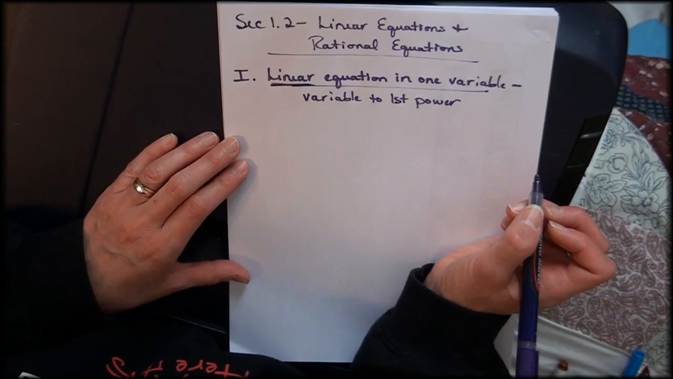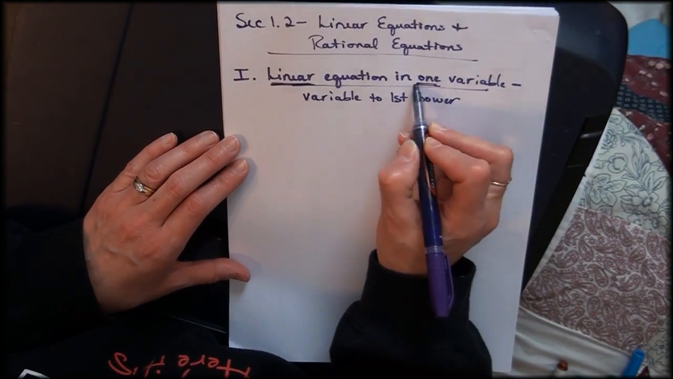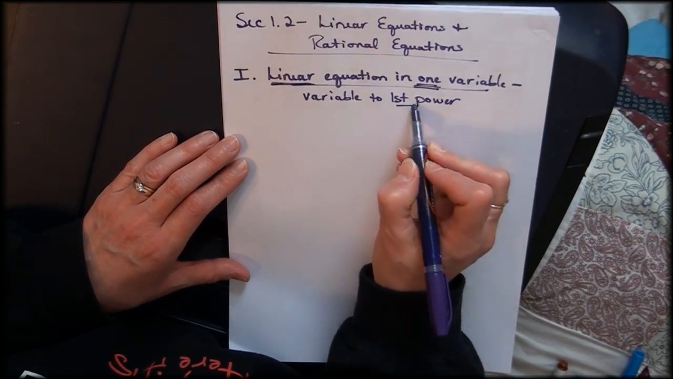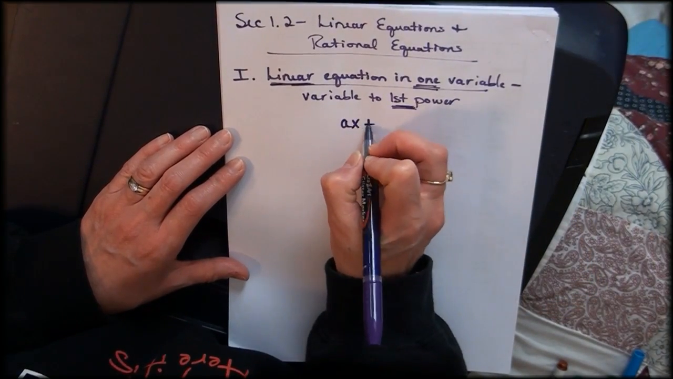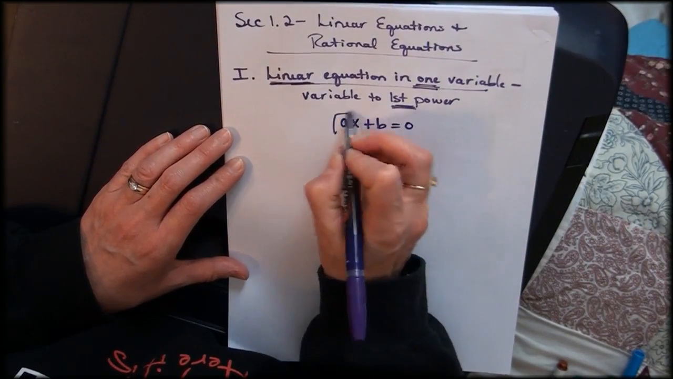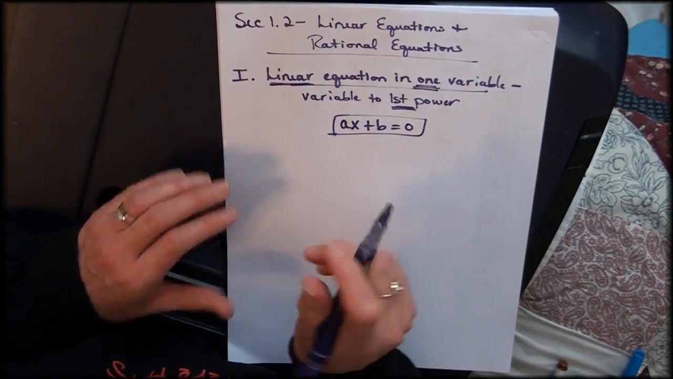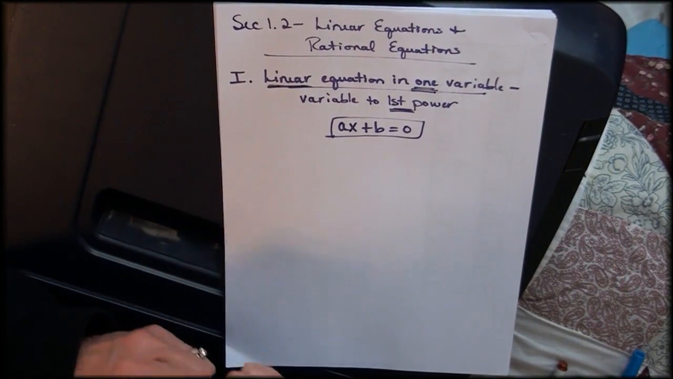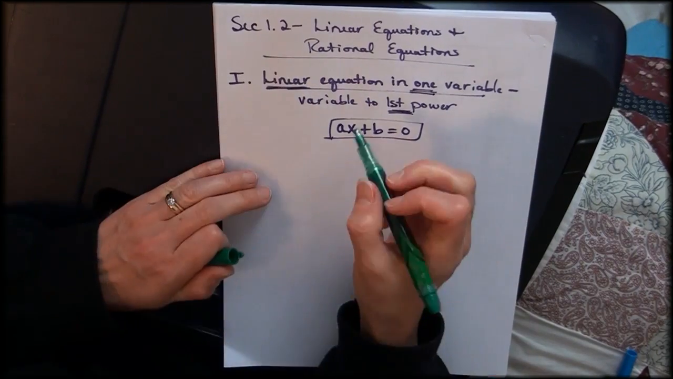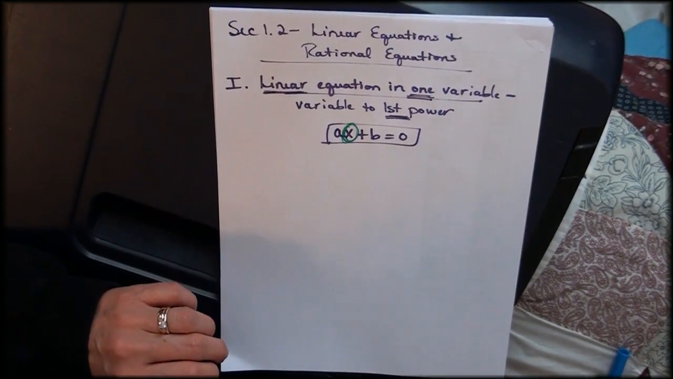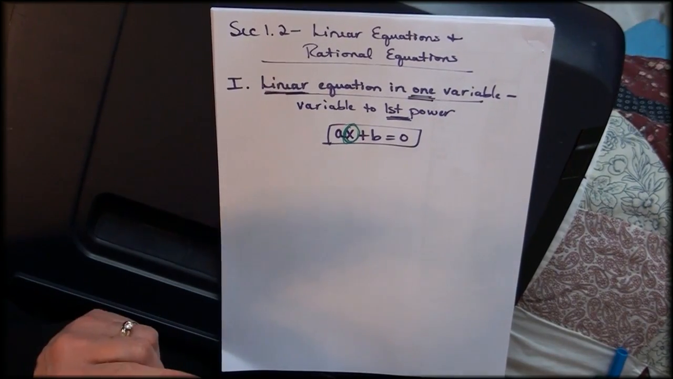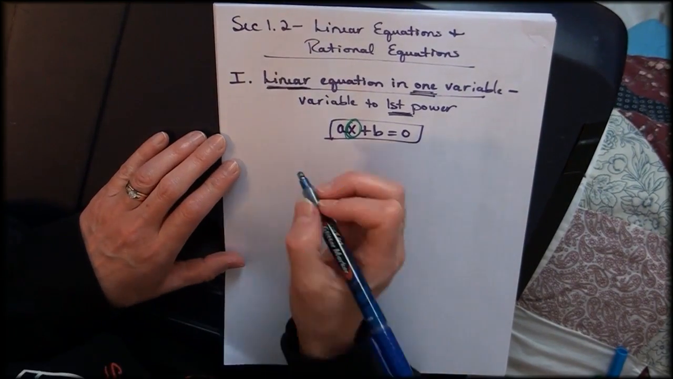So basically that means that all these equations are going to have one variable in them, and all those variables are going to be to the first power. So they're going to be pretty basic and easy to solve. They're essentially going to look like this. And what this means is that your A and your B are going to be numbers, and the x right here is what's going to be the variable. And notice that it is to the first power. So now what we need to do is figure out how to solve those linear equations.